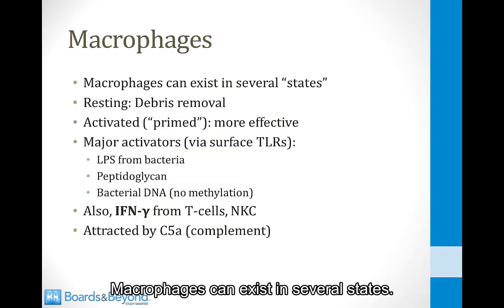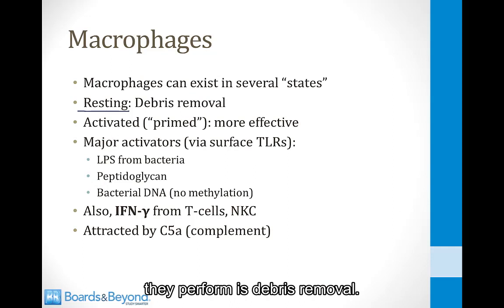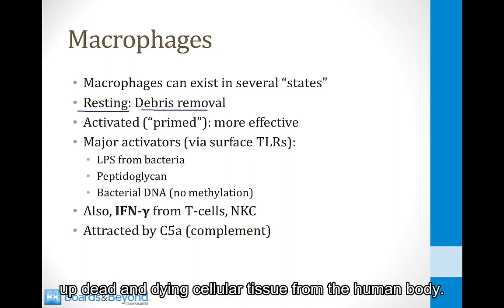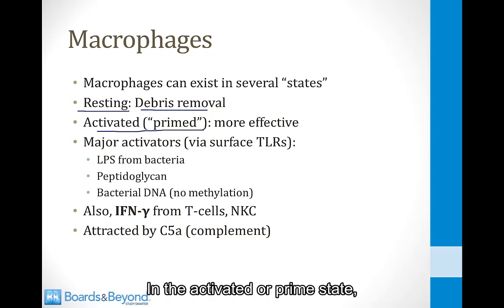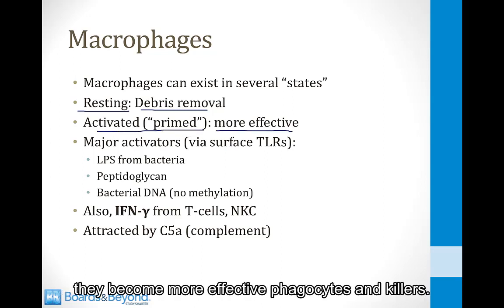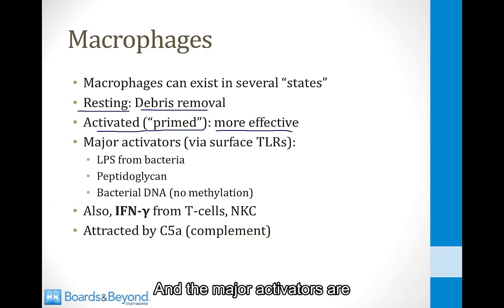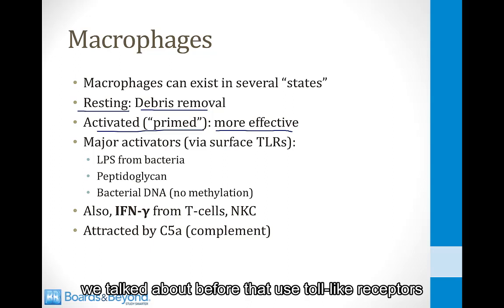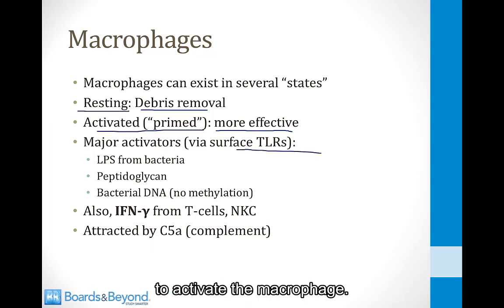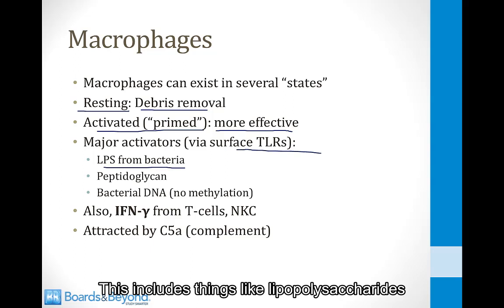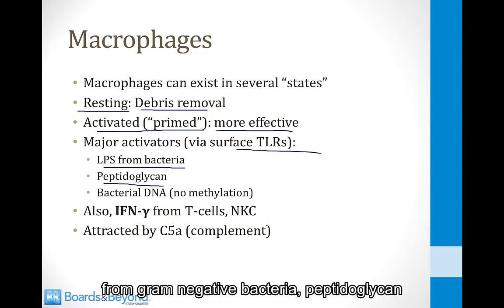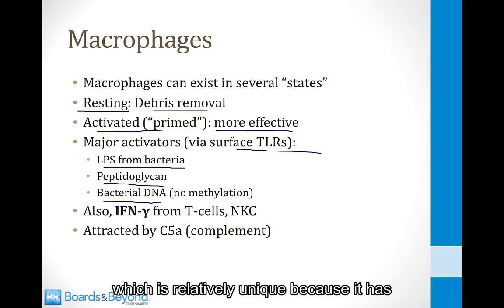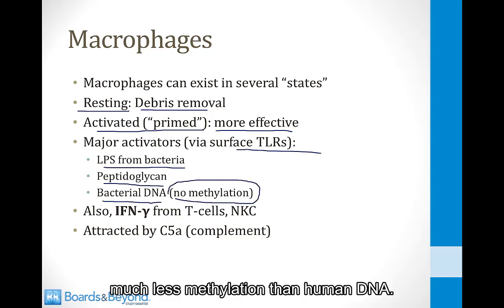Macrophages can exist in several states. In the resting state, the function they perform is debris removal. They circulate through tissues and pick up dead and dying cellular tissue from the human body. In the activated or primed state, they become more effective phagocytes and killers. And the major activators are those pathogen-associated molecular patterns we talked about before that use toll-like receptors to activate the macrophage. This includes things like lipopolysaccharides from gram-negative bacteria, peptidoglycan from bacterial cell wall, and bacterial DNA, which is relatively unique because it has much less methylation than human DNA.